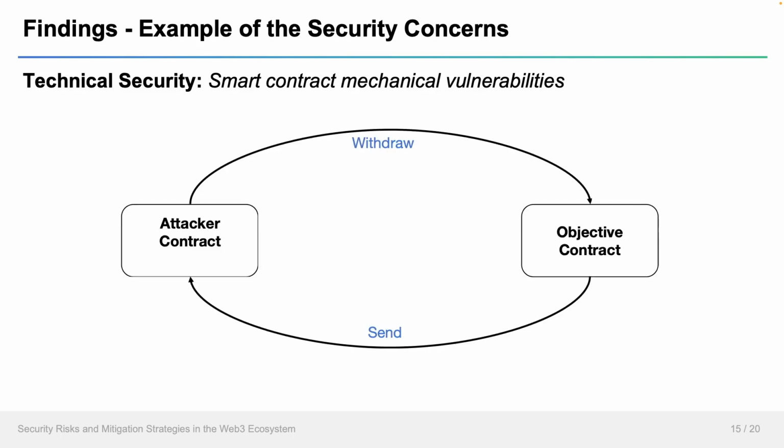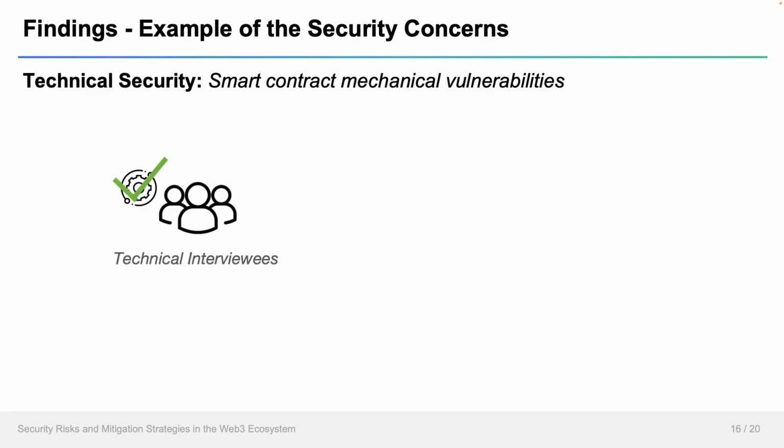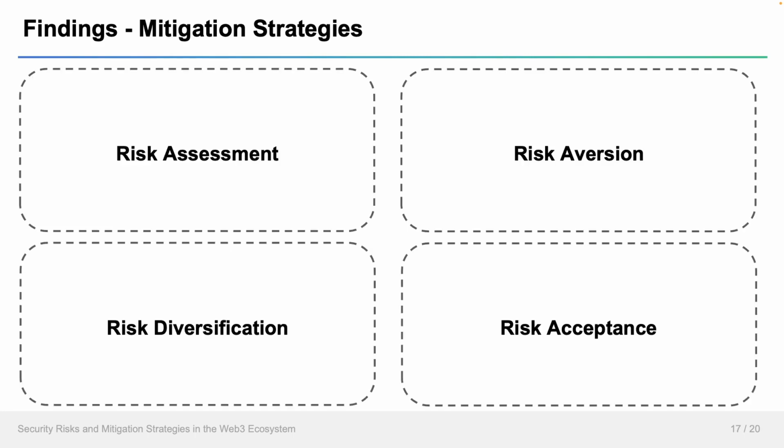For instance, they remain unaware that attackers can create malicious attack contracts containing harmful code. These attackers can then invoke the victim's contract and repeatedly execute portions of its code through fallback functions, ultimately siphoning off all the funds within the contract. On the other hand, some technically proficient users tend to overly emphasize smart contract code issues, focusing intensely on code logic checks. Unfortunately, this narrow focus can lead them to overlook security risks originating from other aspects within the Web3 ecosystem. Our second set of findings pertains to mitigation strategies.